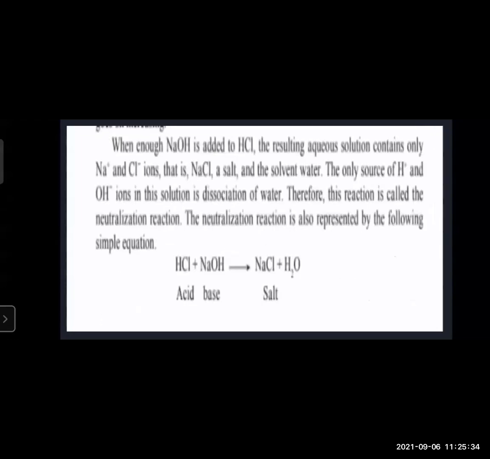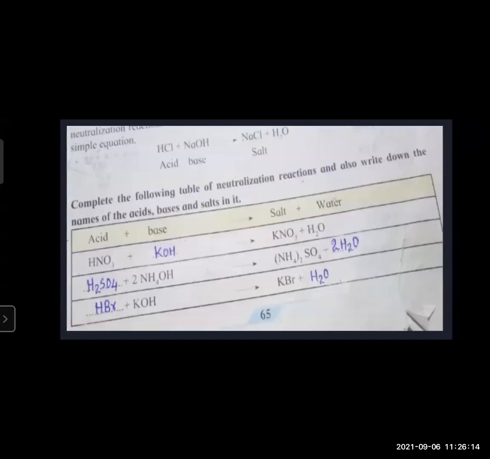And when enough NaOH is added to HCl, the quantity is the same. The resulting solution contains only Na plus and Cl minus ions, that is NaCl, a salt, and the solvent. The only source of H plus and OH minus ions in this solution is dissociation of water. Therefore, this reaction is called a neutralization reaction. The neutralization reaction is also represented by a simple equation: acid plus base gives you salt. Acid is HCl, base is NaOH. Salt is given on the product side, or the right side, that is NaCl and water.